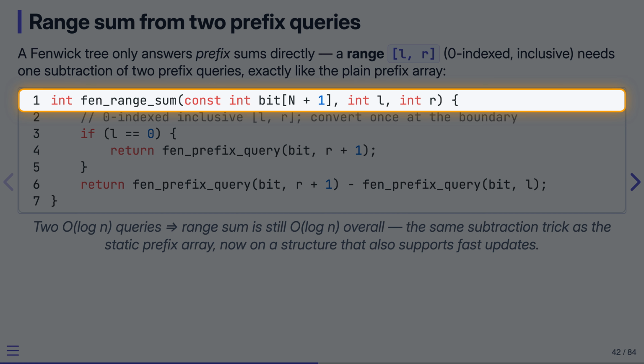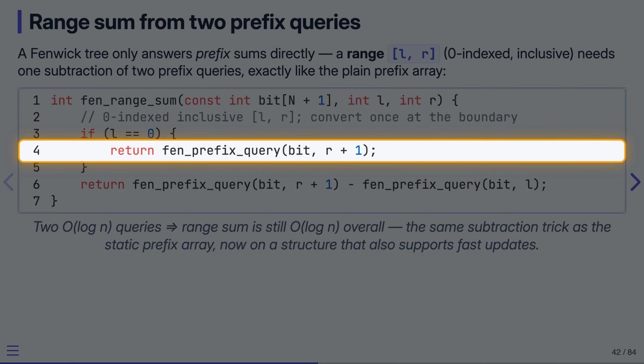A Fenwick tree answers prefix sums directly. It sums the array from the start up to some index, but often you want the sum of a middle range. From L to R, this function does that. It takes the tree called bit and the two ends L and R. The trick is one subtraction. The sum from L to R is the prefix sum up to R plus 1, minus the prefix sum up to L. You take the whole block from the start, then remove the part before L.